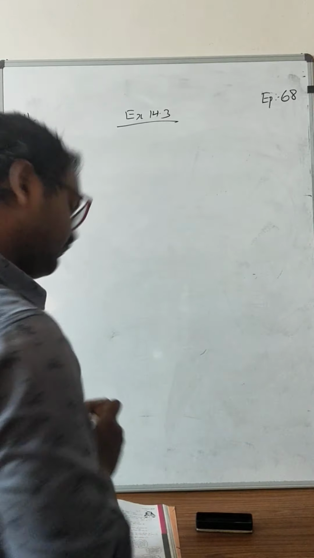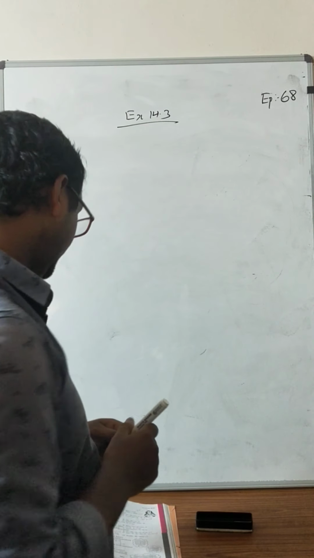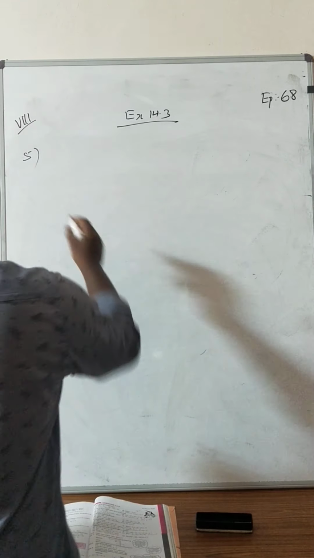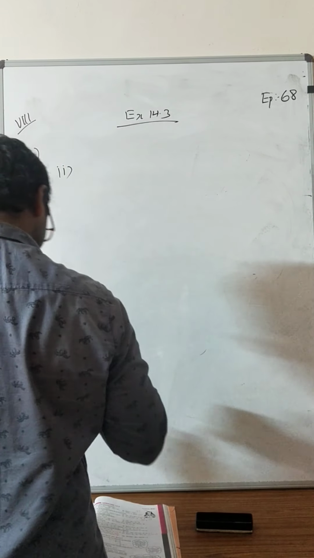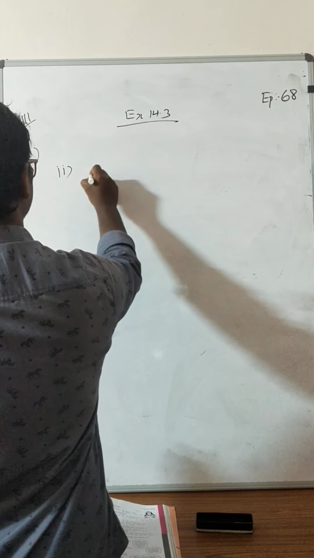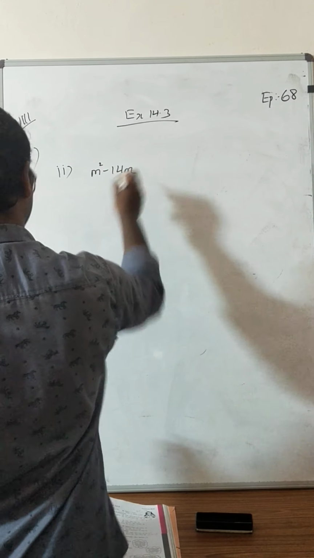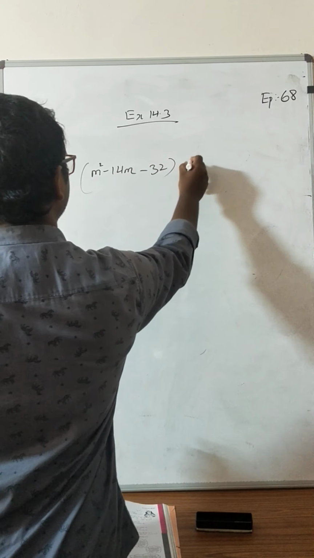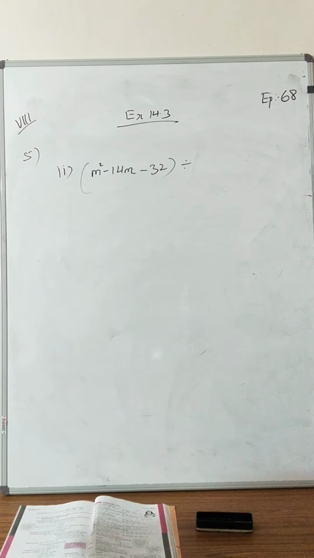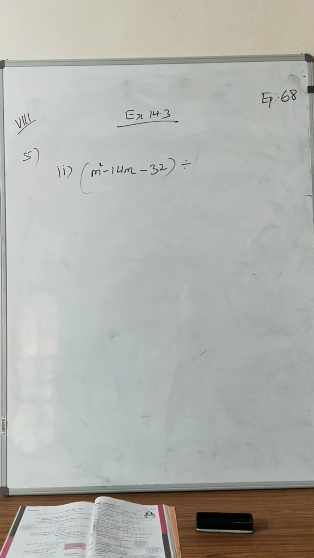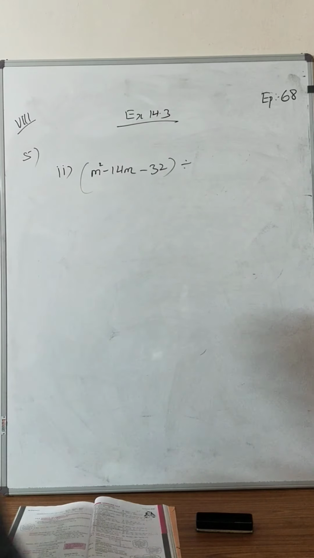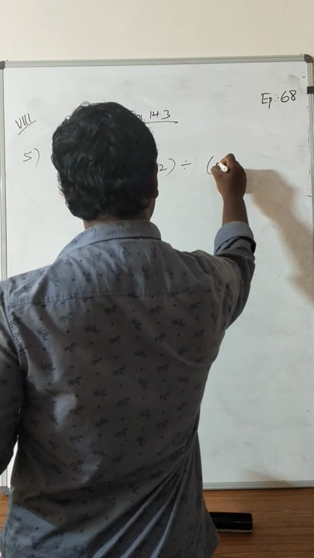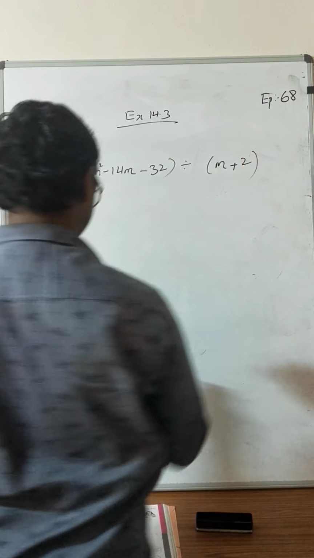The fifth one is factorize the expression and divide them as directed. Okay, so we have to factorize and then we have to divide it. So let's start with the second question. The second question is m square minus 14m minus 32 has to be divided by m plus 2. Okay, now how to do it?